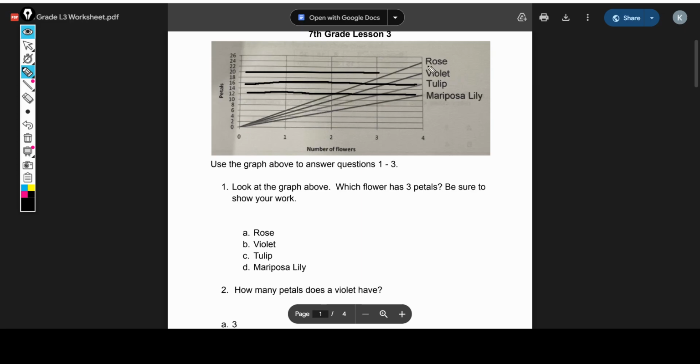flower. So you can try dividing 24 by 4, that would be 6. Dividing 20 by 4 would be 5. Dividing 16 by 4 would be 4. And dividing 12 by 4 would be 3. And so we're looking for the one that has 3 petals, so it will be the mariposa lily.